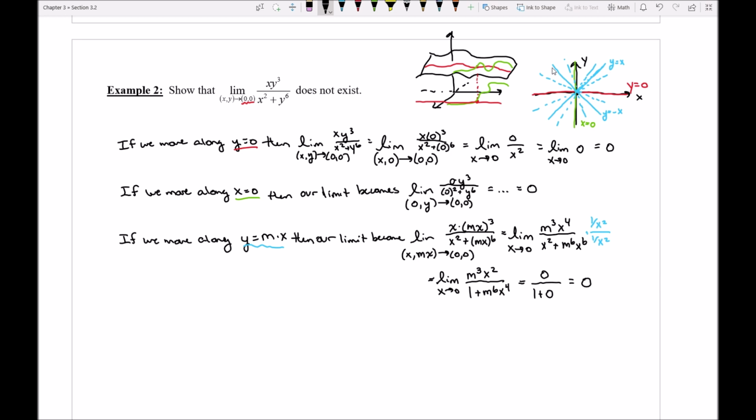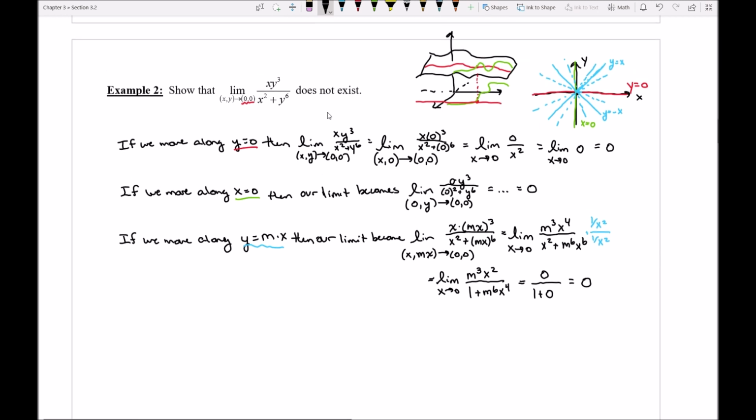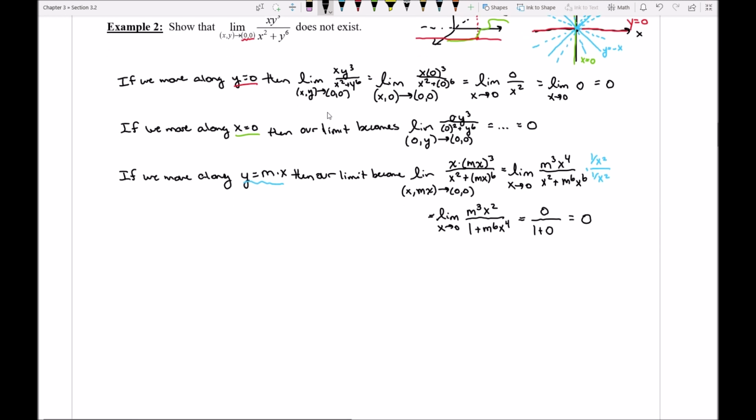But I could even use even more gross paths, like y equals the sine of x. That would take me through 0, 0. So even though I've checked infinitely many paths now, and they've all come out the same, I still can't say that the limit here is 0.